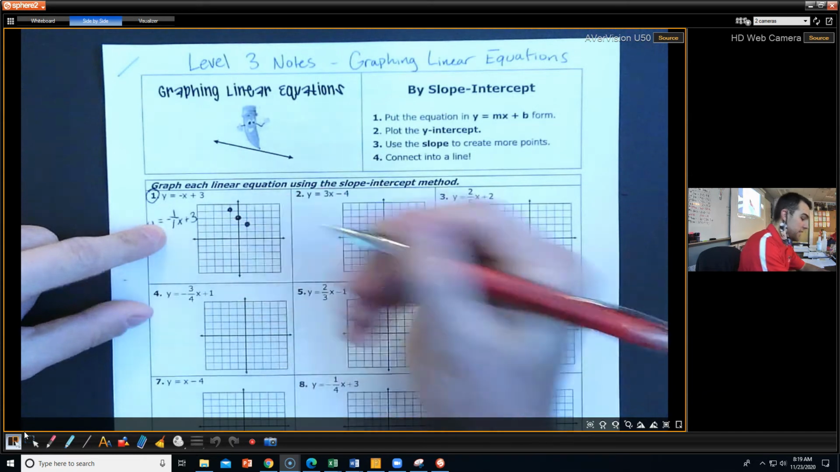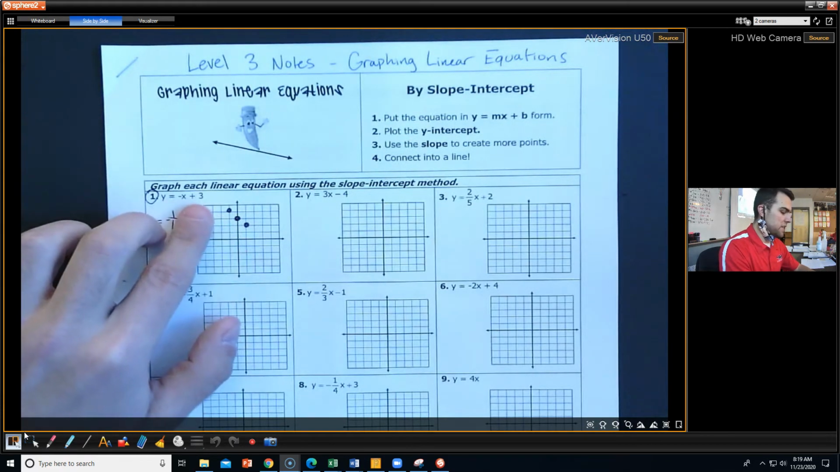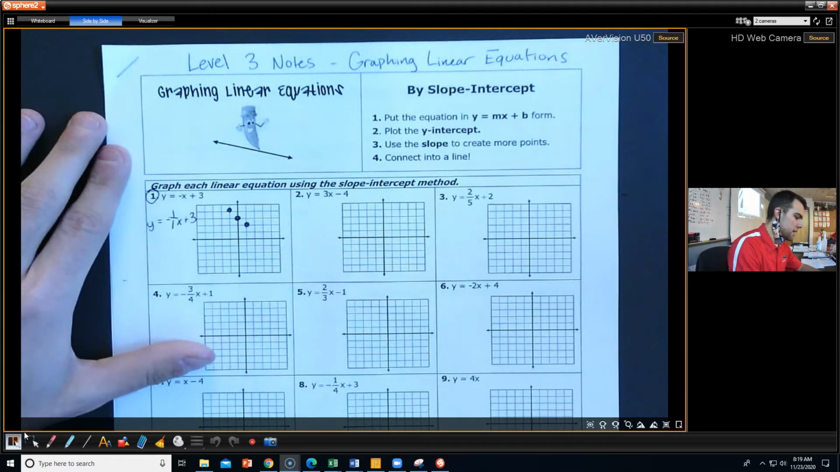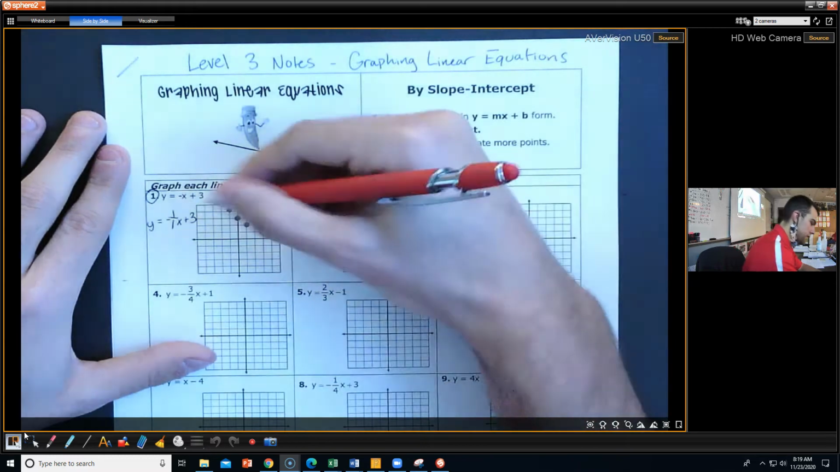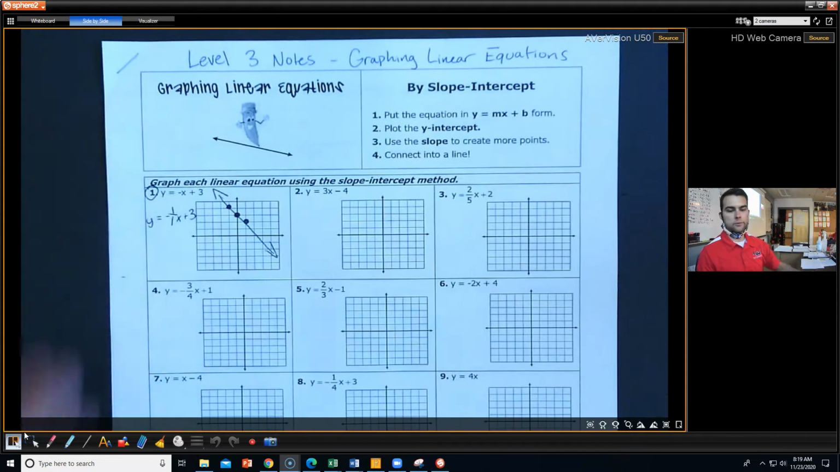So you really only need 2 points to make this work. But this is a good way to see, hey, my line is actually looking like it's a consistent slope. So after that, all you got to do is connect the points. We are done. Okay? And that's all there is to it. Y-intercept, then your slope, then you're done. Okay? Let's look at number 2.